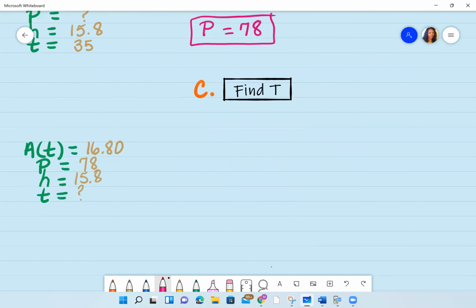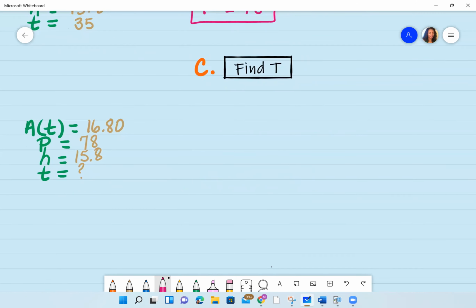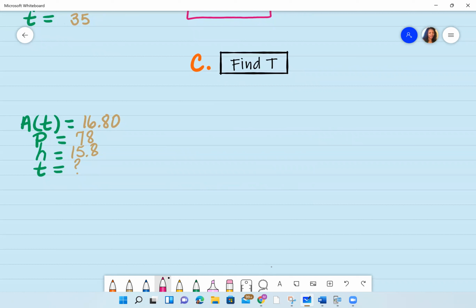The next scenario asked me to find T. So we're just going to, again, use the same formula. I know that I have 16.80, which is my A of T, is equal to P, which is 78, times 0.5. This is just part of the formula. That's always going to be 0.5 when it's half-life. All raised to T over 15.8. And yes, order matters as far as if the 15.8 goes on top or the T goes on top, because the formula says T over H.